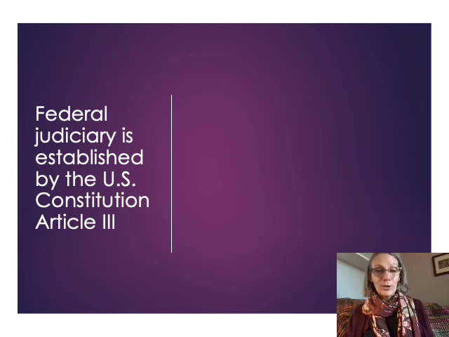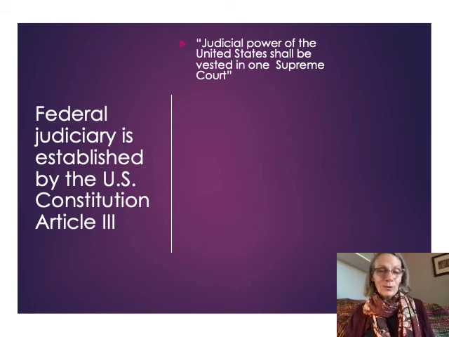Okay, so just as we learned that Article 1 of the Constitution establishes the Congress and Article 2 establishes the presidency, it's Article 3 of the Constitution that establishes the federal judiciary. So what does Article 3 say? Well, one of the things that it says is that the judicial power of the United States shall be vested in one Supreme Court. And keep in mind, just like with the presidency, remember there was no presidency in the Articles of Confederation. So Article 2 created a new branch of government.